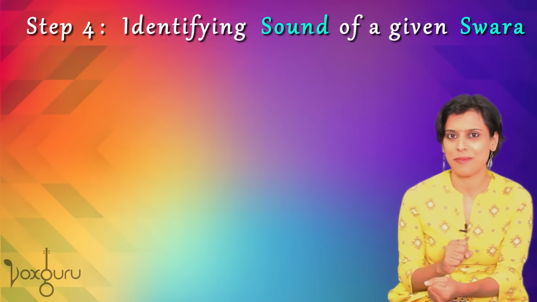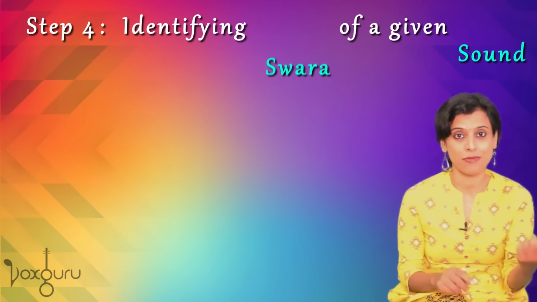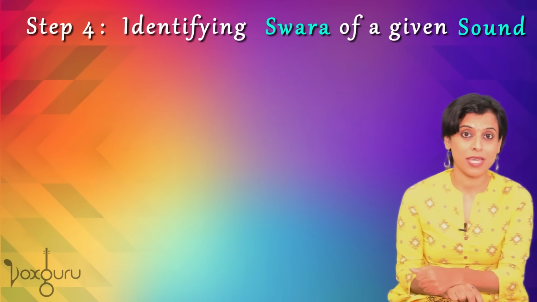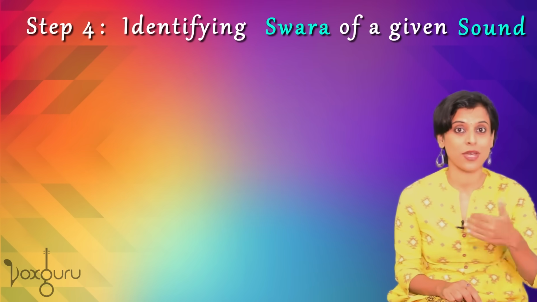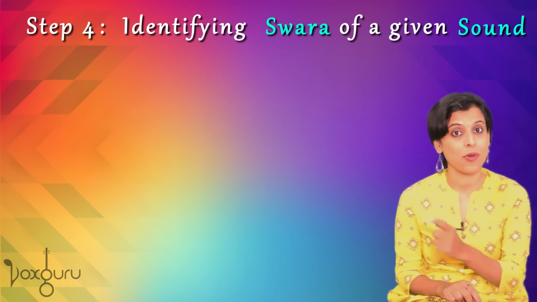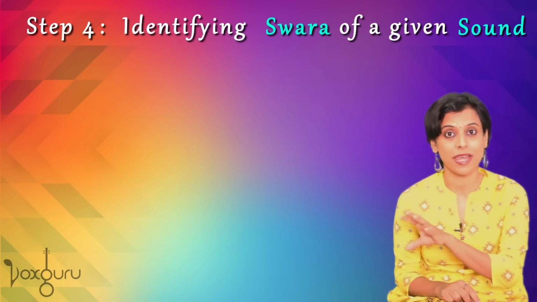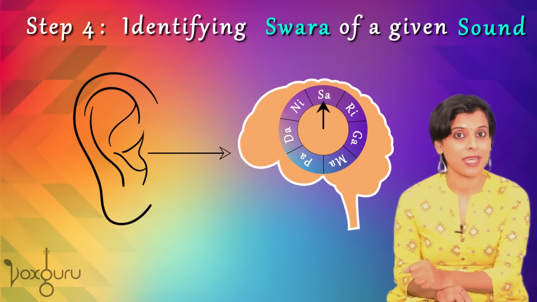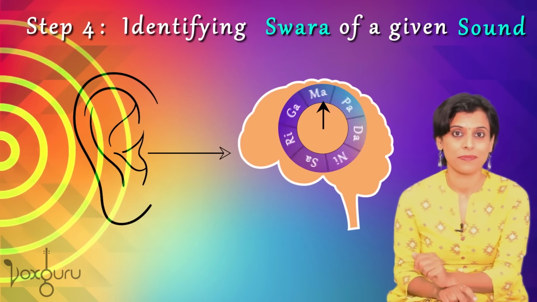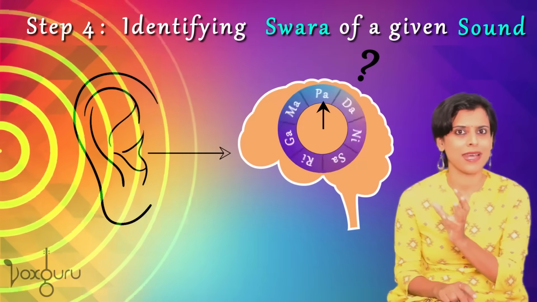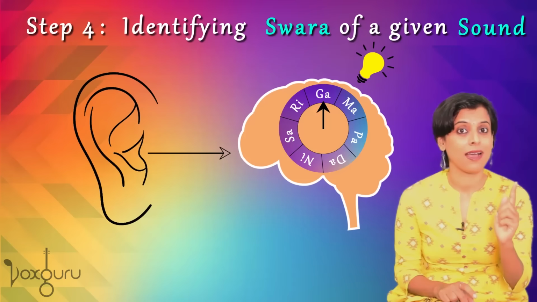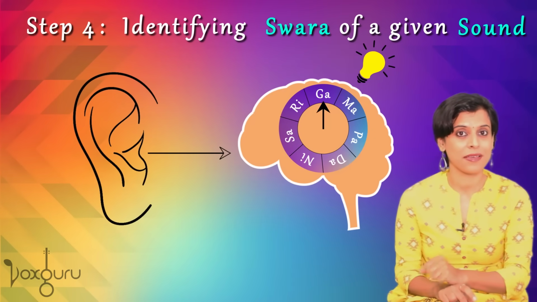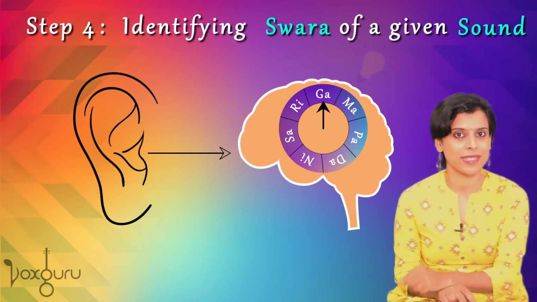Now comes the 4th step, which is the exact opposite of step 3. In step 3, you saw a swara and tried to sing it. Now we are going to listen to a sound and try to guess what the swara would be. So if I hear something like this, I should realize that it sounded like ga. Let's take a few more examples.